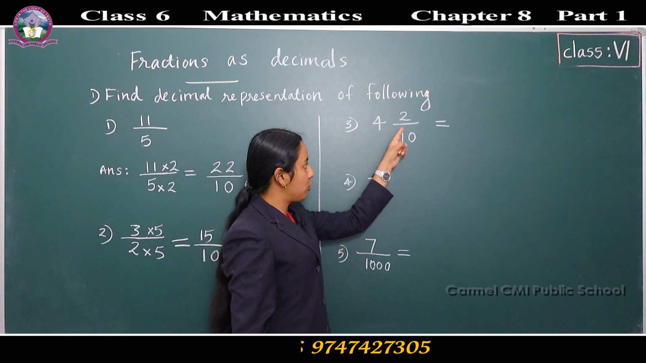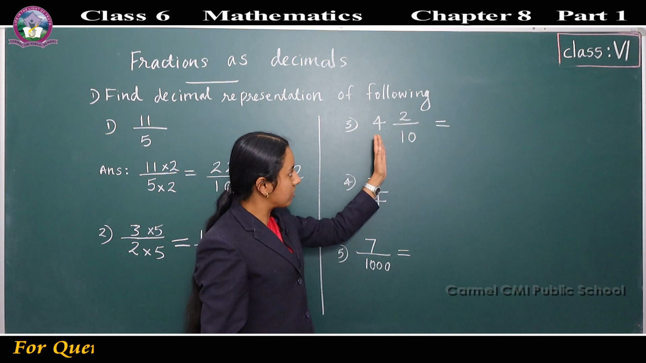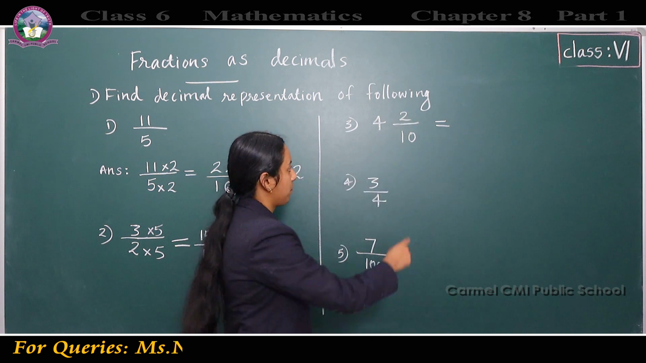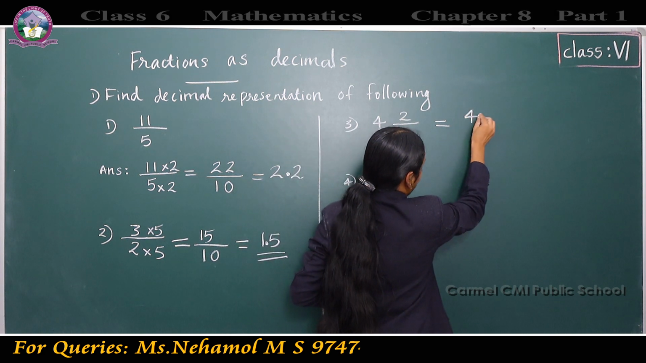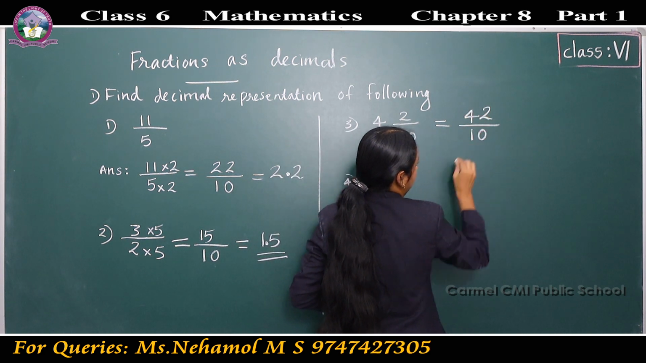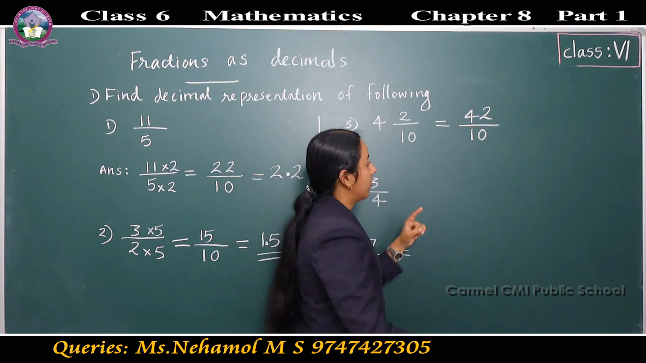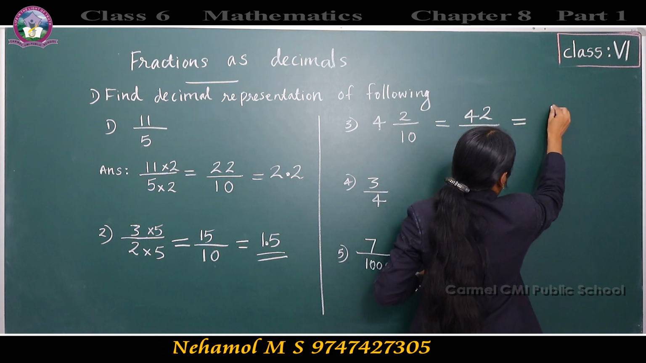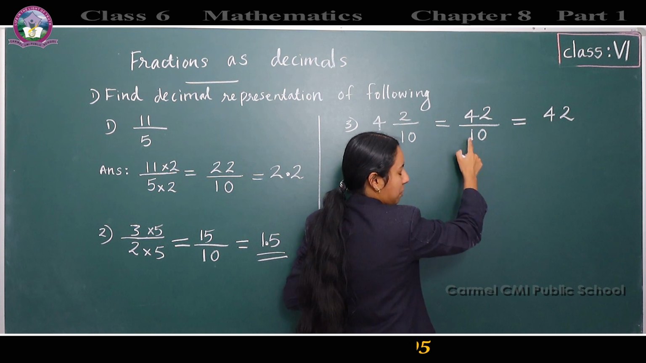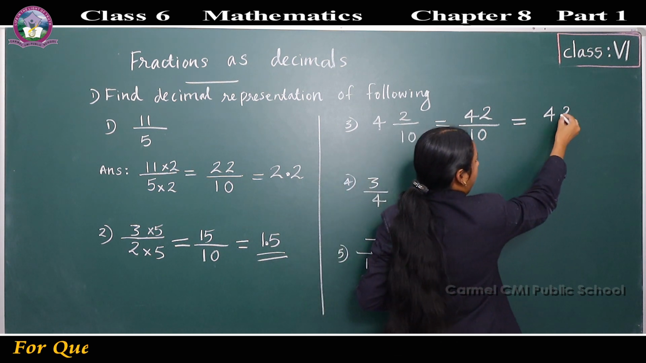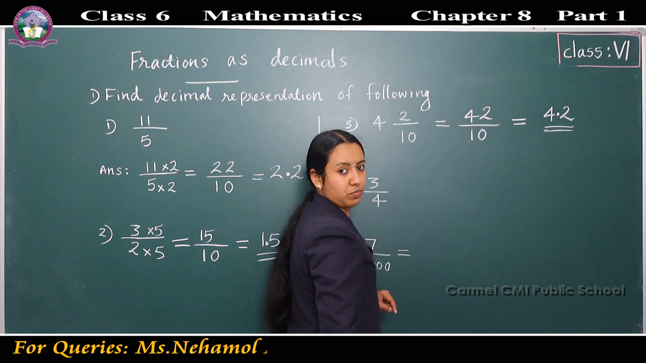Next one, 4 2 by 10. One mixed fraction is given. First we have to convert this mixed fraction to an improper fraction. 4 10s are 40. 40 plus 2, 42 by 10. Then 42 by 10. Denominator is 10. To get the decimal, write the numerator itself. Since the number 10 has only 1 zero, count one place from the last digit to the left, 4.2.